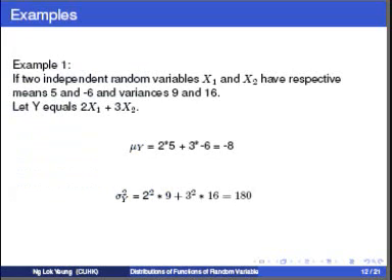Now we'll discuss some examples involving this concept. The first one is a very simple one, which states that if two independent random variables, X1 and X2, have respective means 5 and negative 6, and variances 9 and 16, and Y equals 2X1 plus 3X2, then the mean of Y equals 2 times 5 plus 3 times negative 6, which equals negative 8. The variance of Y equals 2 squared times 9 plus 3 squared times 16, which equals 180. It's a very intuitive example, just to let you know about the application of the results in computation.